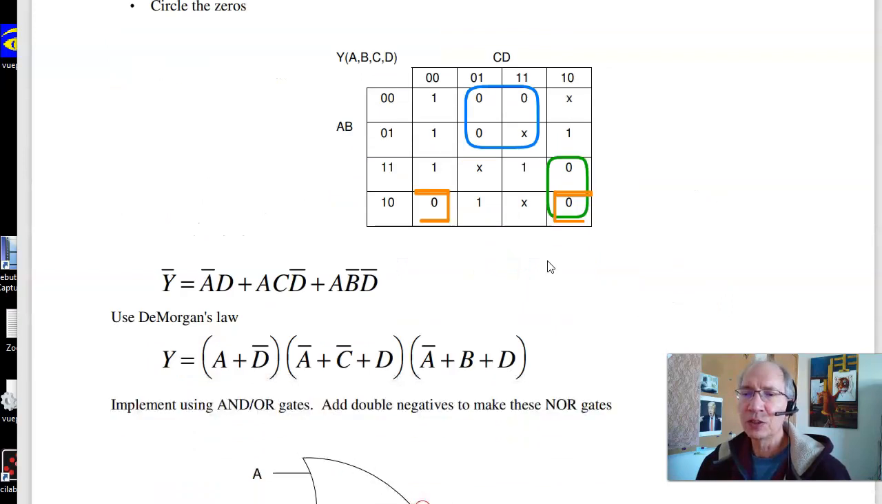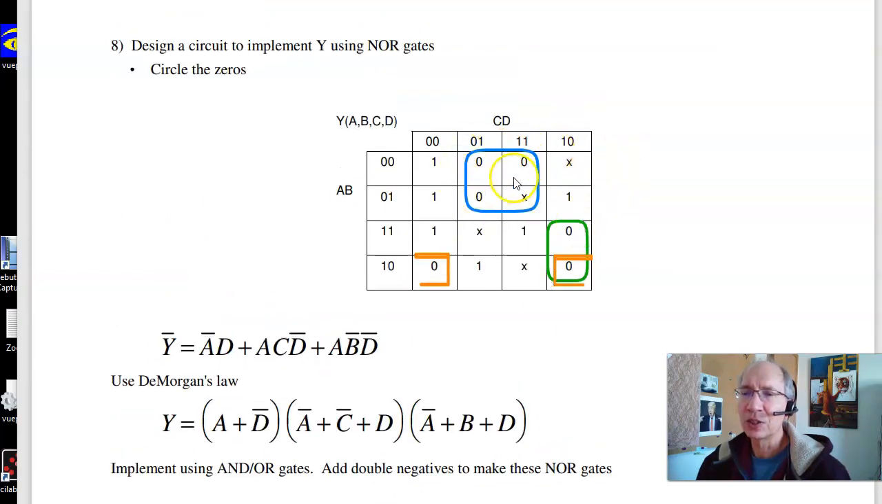To use NOR gates, you circle the zeros. So here's one group of zeros, second group of zeros, third group. Since it's circle the zeros, this is Y bar. That'll be the blue circle, which is A bar D. The green circle, A, C, D bar. And the orange circle, A, B bar, D bar.